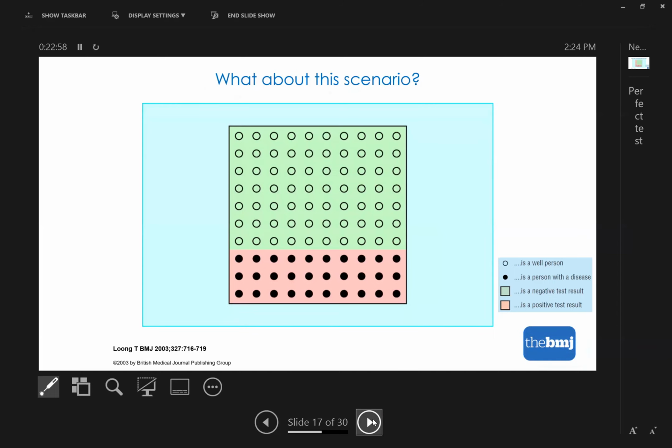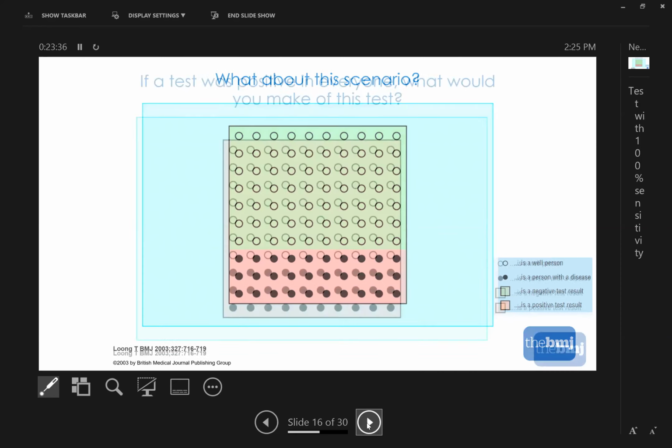Now let's imagine this situation. The test picks up as positive all the black dots, good. The test picks up as negative, which is the green zone, all those who are healthy. Now this is a beautiful test. It has nicely separated the diseased people and picked them up as disease, and it has identified all the others as negative. This is a fantastic situation. In this situation, the sensitivity is 100%, the specificity is 100%. Now, in reality, you will not find this.